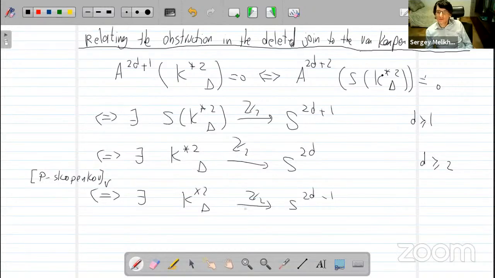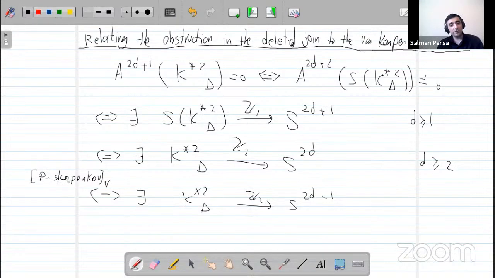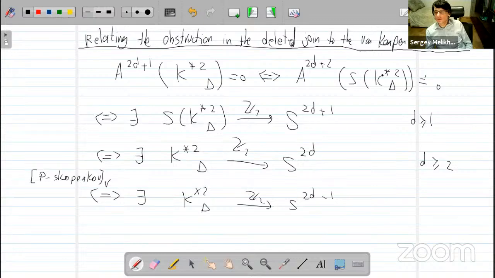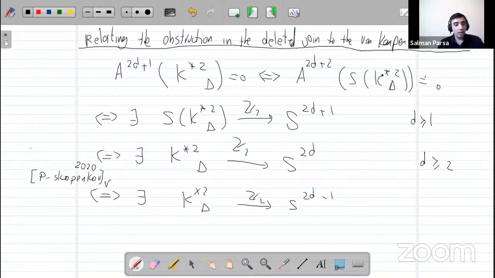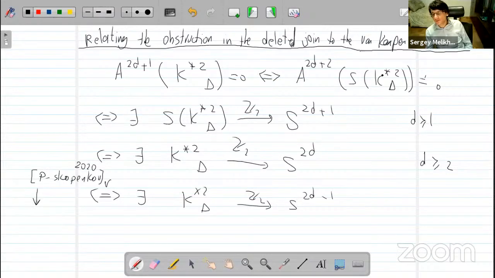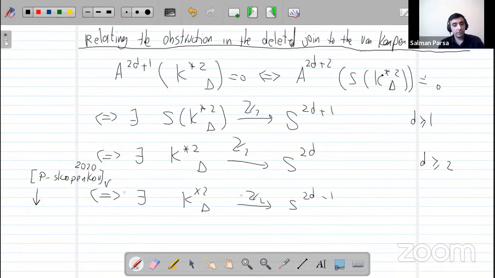Which paper? This is a short paper on arXiv that I have written. What year? It's a recent paper, 2020. Well, this was known long ago. Like in my paper 10 years ago, this is proved. This exact thing? Yes. Okay.